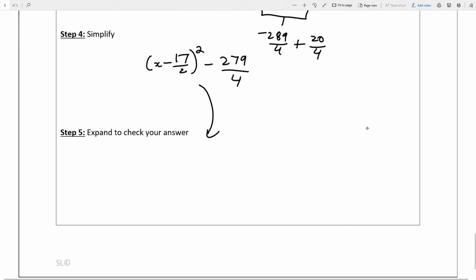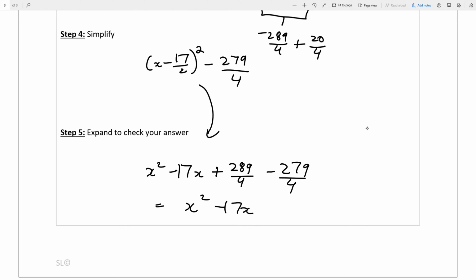Let's expand. This is x squared minus 17x plus 289 over 4 minus 279 over 4, which is equal to x squared minus 17x plus, I believe that's 10 over 4, isn't it? 20 over 4. And this is equal to x squared minus 17x plus 5. There's a mistake here.